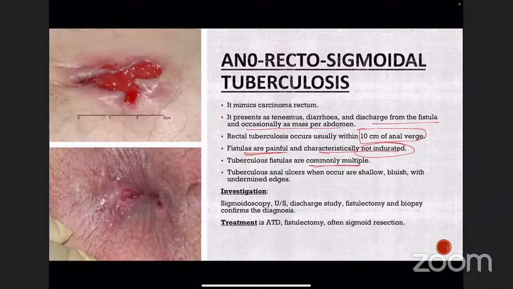Tuberculous anal ulcer will be shallow, bluish, with an undermined edge. You can see here, it is very shallow. It is not deep. It is shallow, right? The edges, you can see, are undermined.